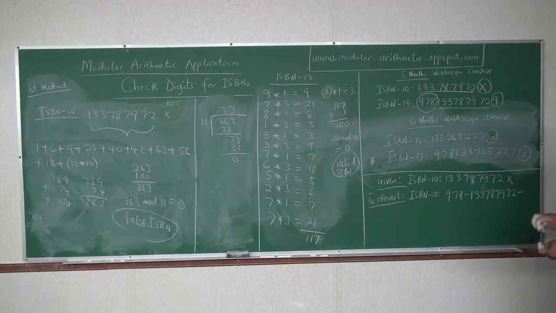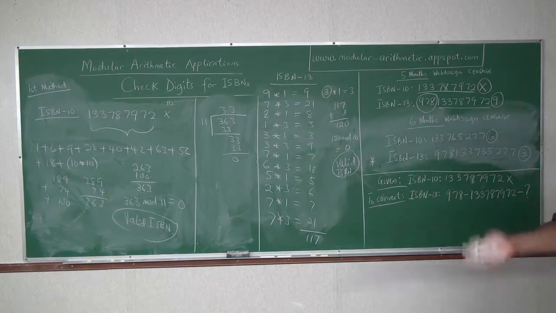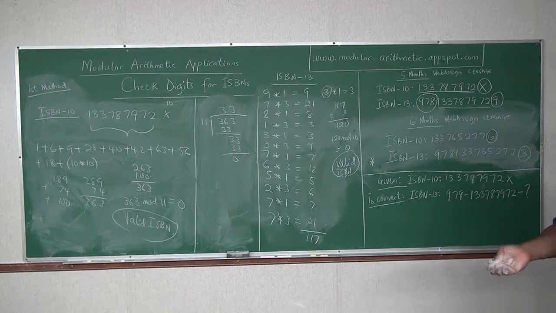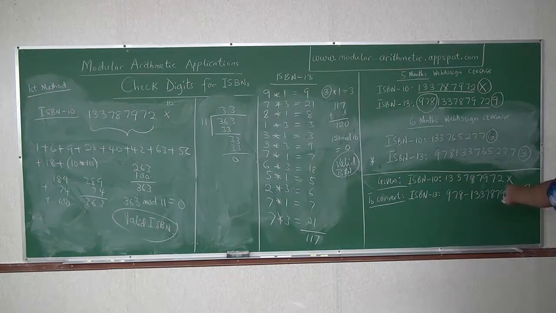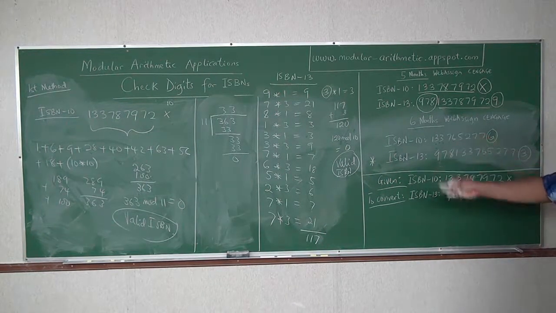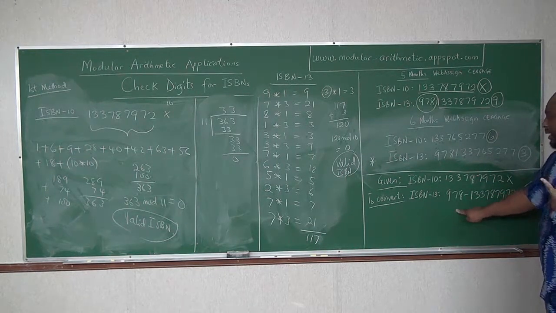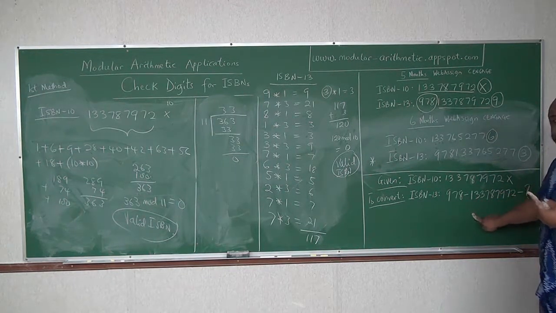Now I need the check digit for this. And we have already calculated the check digit for this, so we don't have to do it again. We just calculated the check digit for this. We got 9. Just this 9 times 1, 7 times 3, 8 times 1, 1 times 3, okay?